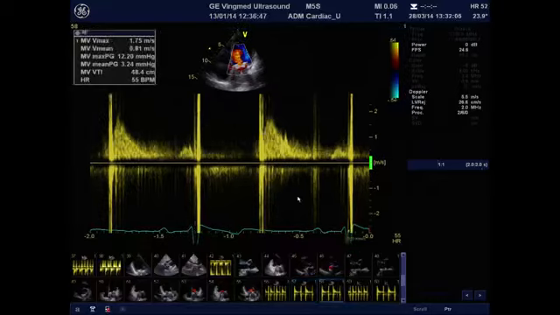And then you can simply trace the envelope of that flow. And you're going to evaluate the max gradient and the mean gradient. Here, the mean gradient is 3 millimeter of mercury, which is really normal. In a prosthesis in mitral position, you will expect to have a mitral gradient less than 5 millimeter of mercury. Also, you should note that we calculate the mitral valve velocity time integral of 48 centimeter, and you will use this in the continuity equation to calculate the effective valve area.